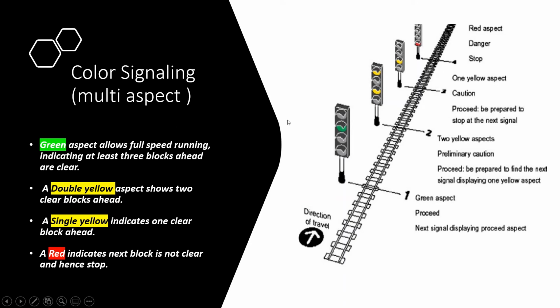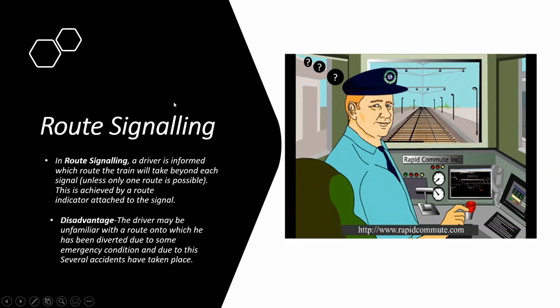Let us see one more signaling method, that is route signaling. In route signaling, a driver is informed which route the train will take beyond each signal, unless only one route is possible. This is achieved by a route indicator attached to the signal. That is, for every block, a route indicator would be attached, so that it indicates to the train driver how to proceed to the next block or to take any diversion.